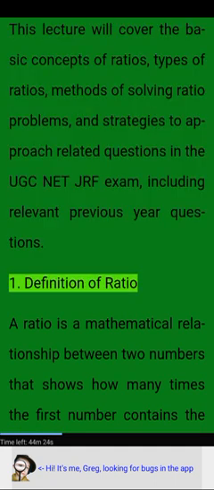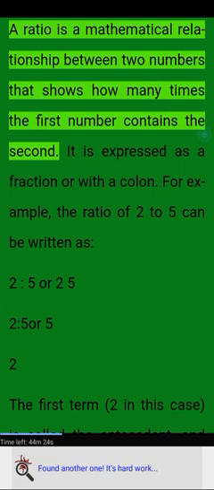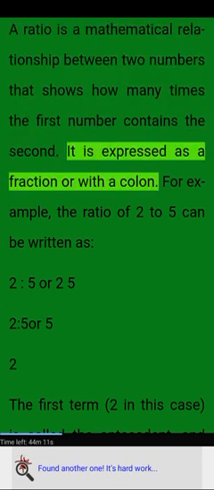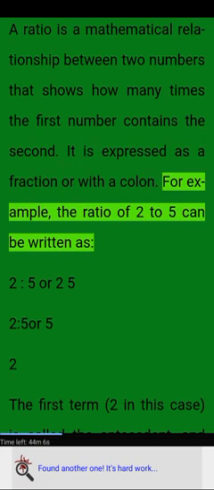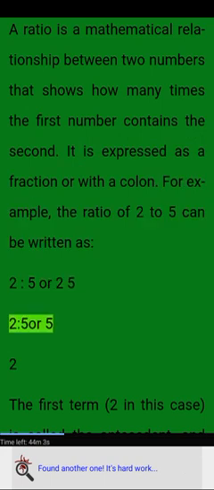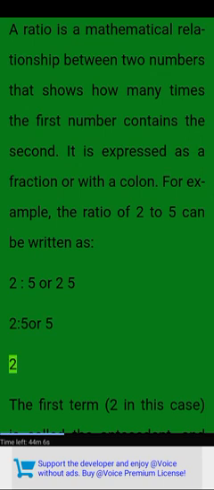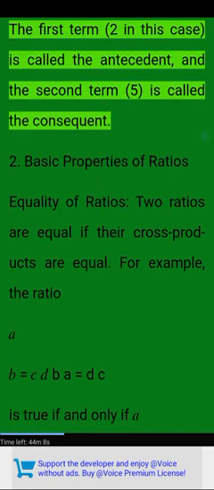1. Definition of ratio. A ratio is a mathematical relationship between two numbers that shows how many times the first number contains the second. It is expressed as a fraction or with a colon. For example, the ratio of 2 to 5 can be written as 2:5 or 2/5. The first term 2 in this case is called the antecedent, and the second term 5 is called the consequent.